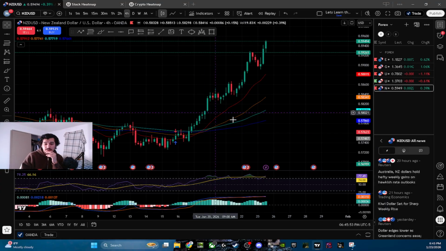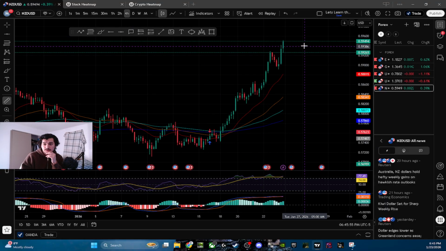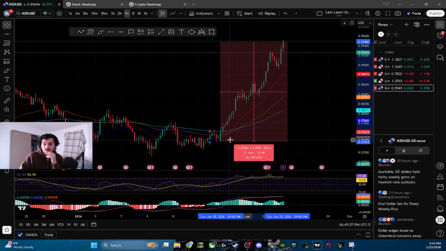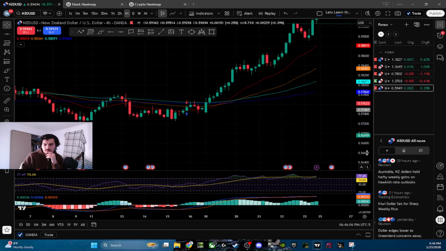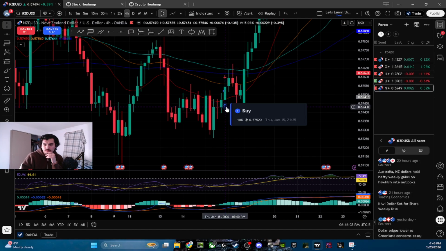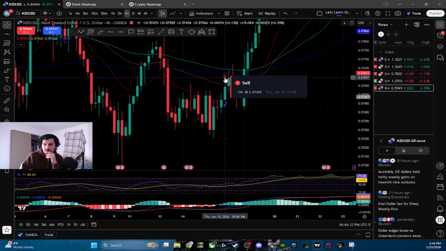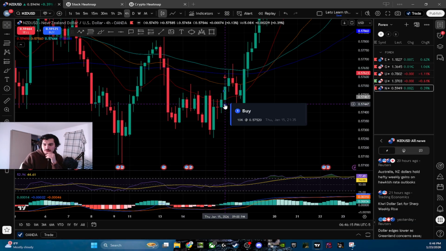NZD/USD had a huge pump. Look at this. This is a huge pump right here. 3% in 7 days. Nearly 3.5% in 7 days. I bought Thursday, January 15th, at 21.35. So you're telling me I sold on this.